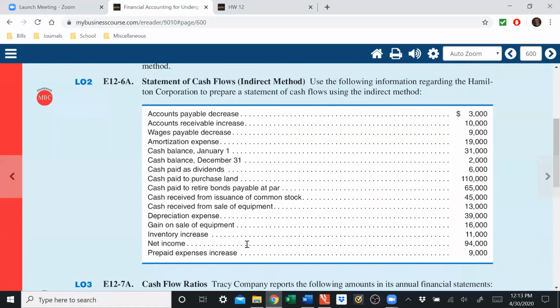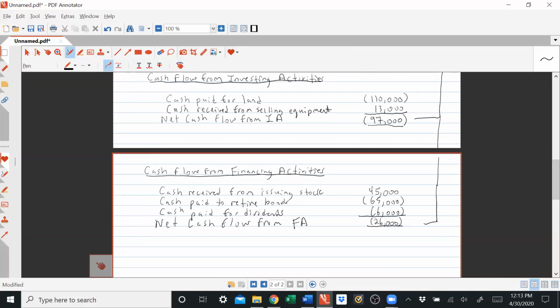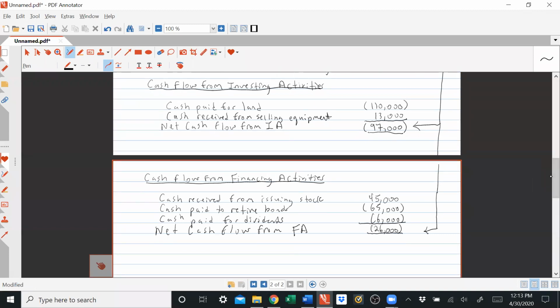Now we're almost done. We're going to add up the three sections' subtotals, this number and this number. So positive 94 minus 97, that's minus 3, and then minus 26 gets a minus 29. So we had a net outflow of cash, 29,000 this year. So a net decrease in cash of 29,000.